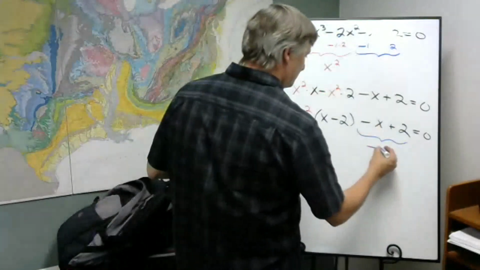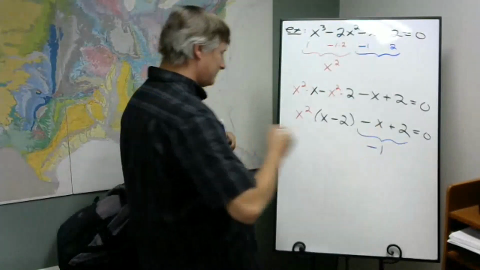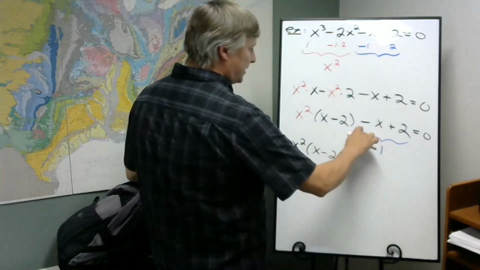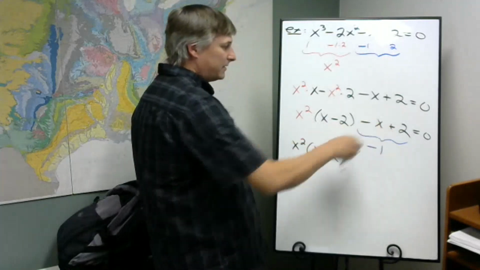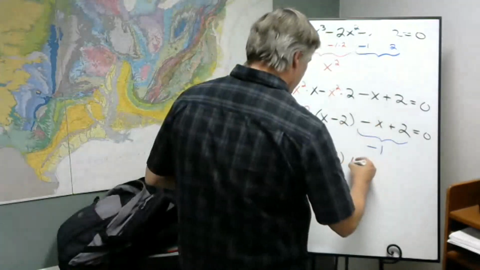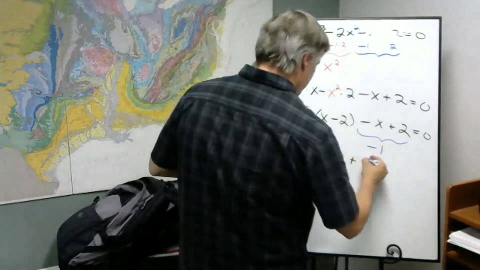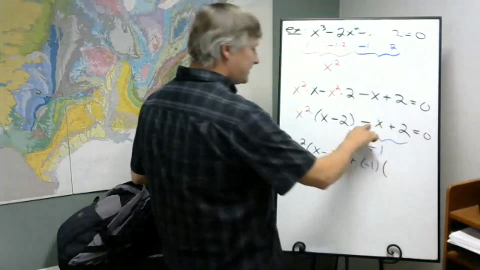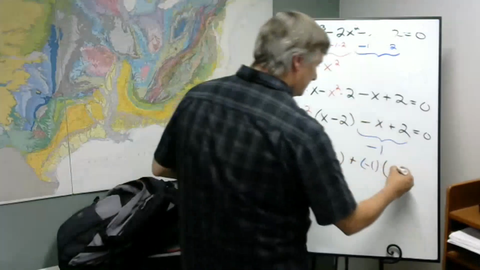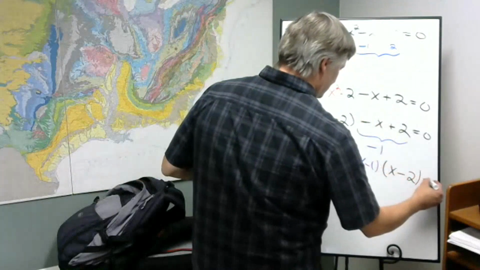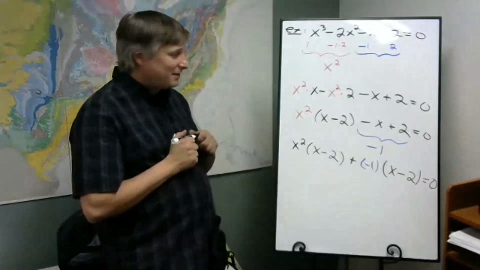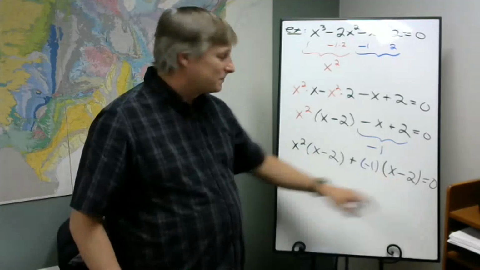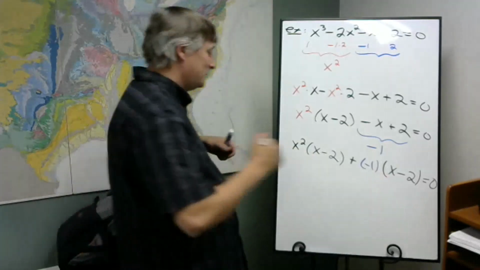extract a -1. X squared, x minus 2. So if we extract a -1 from here and from here, now we extract a -1, that'll become plus. We'll have our -1. And then we change the signs. We extracted the -1 here, so that's plus. We're going to get something like this. So now we have x minus 2 and x minus 2. We can extract the x minus 2.